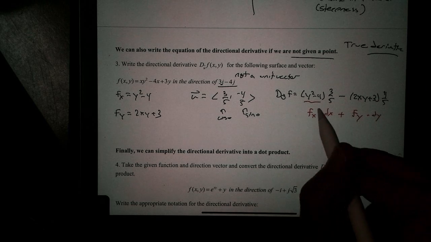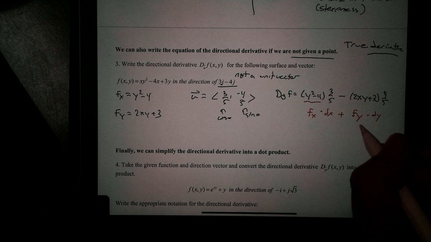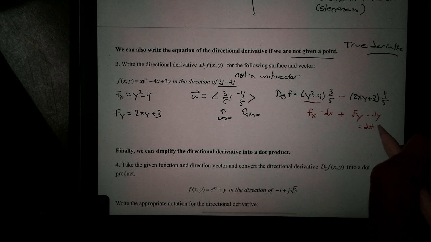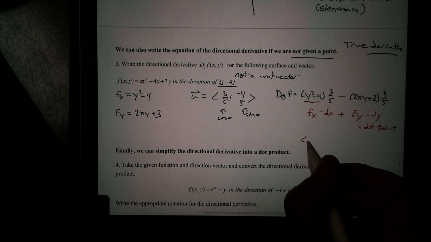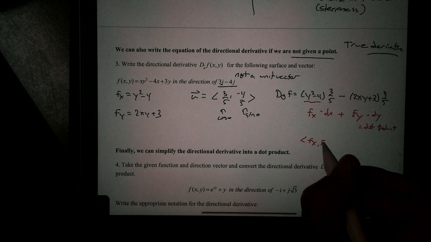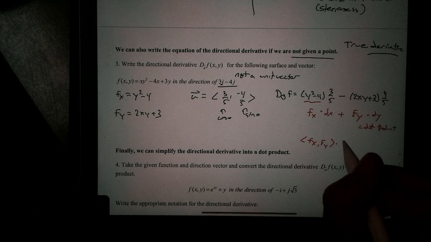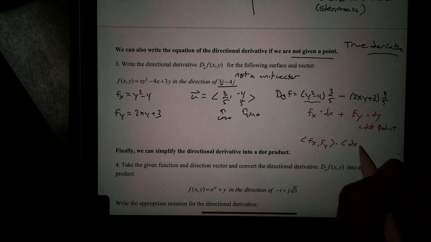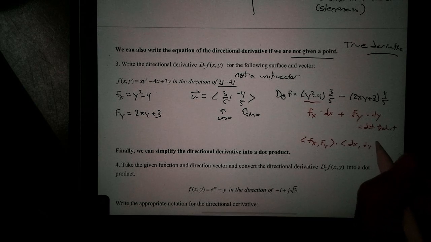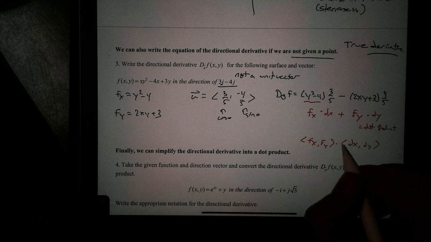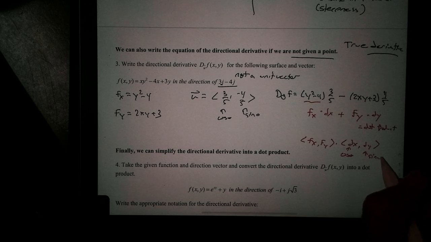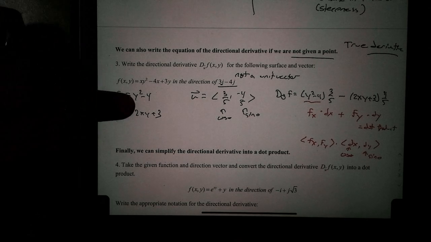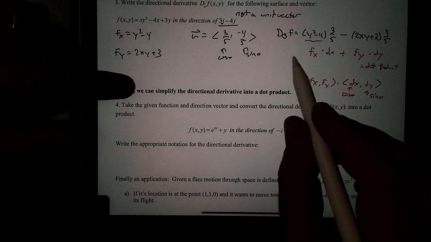And if you notice, this looks very similar to a dot product. And the dot product would be this, fx, fy, dotted with dx, dy. Well, of course, this is my cosine theta, and this is my sine theta. So let's take a look at an example where we can use our dot product.